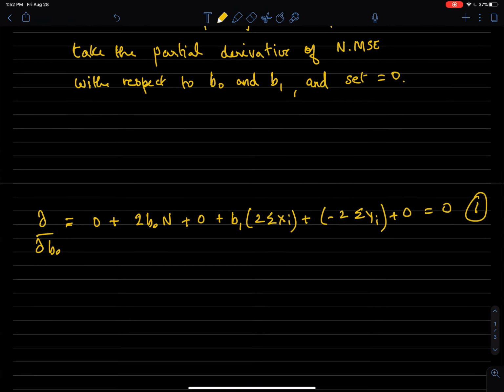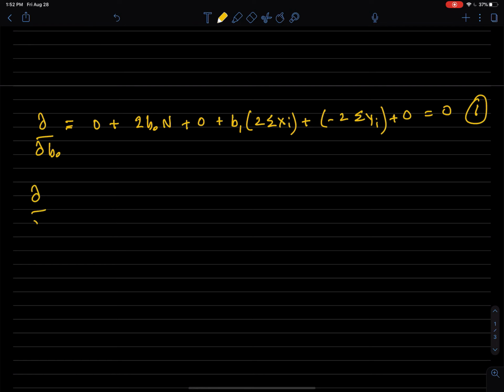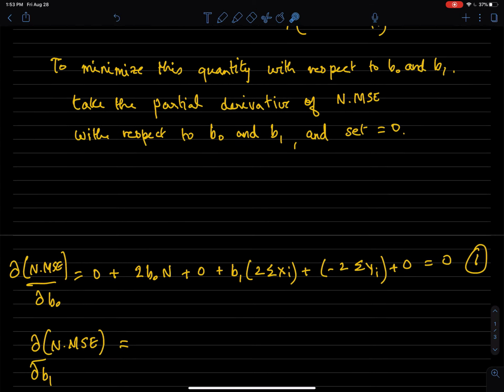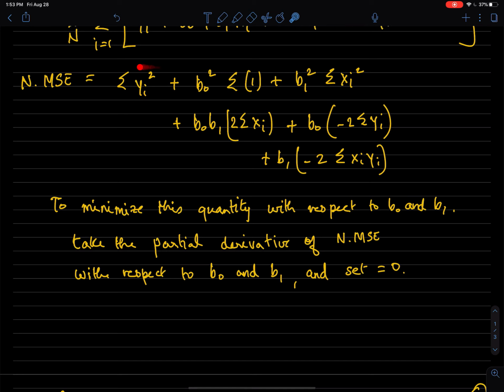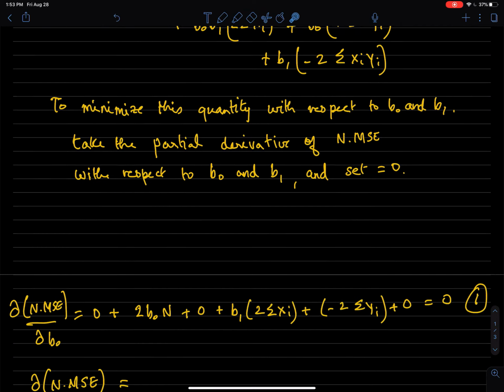And now let's take the partial derivative with respect to b1. What did we take the partial derivative of here? It's basically n times MSE that we took the partial derivative of. So n times MSE is what we have here. Again, let's do the same thing. This has 0 derivative with respect to b1, 0 with respect to b1, 2 b1 summation xi square.